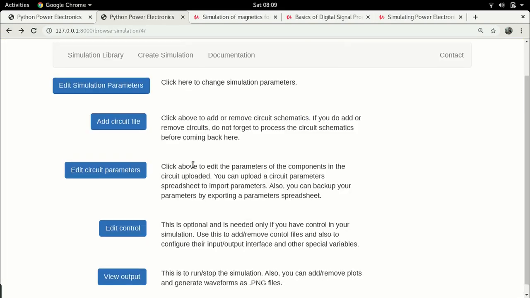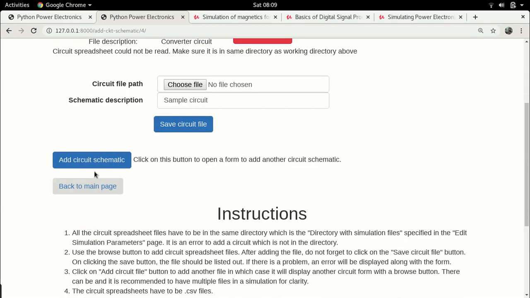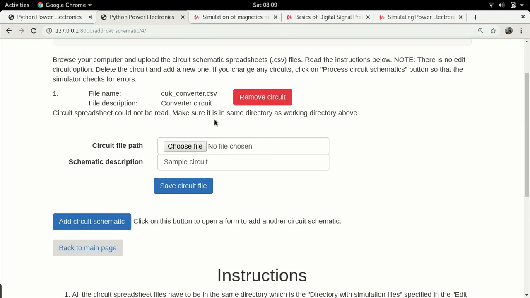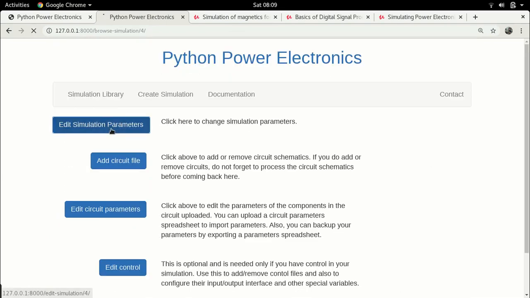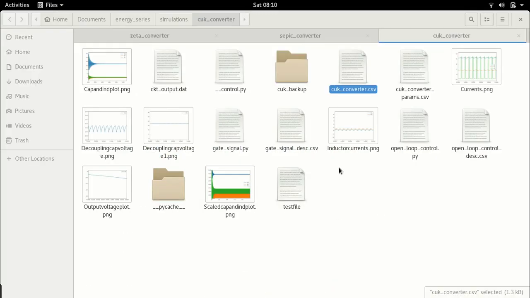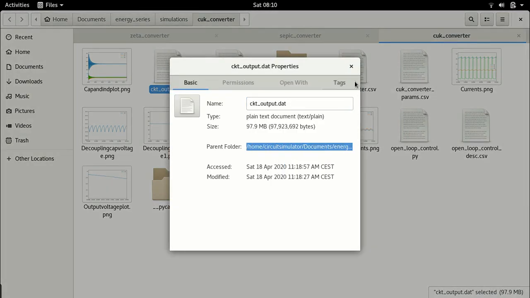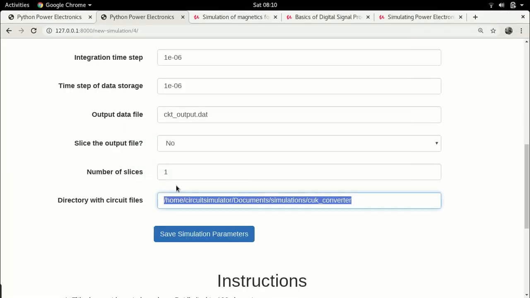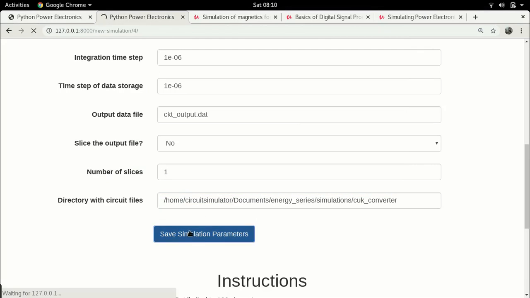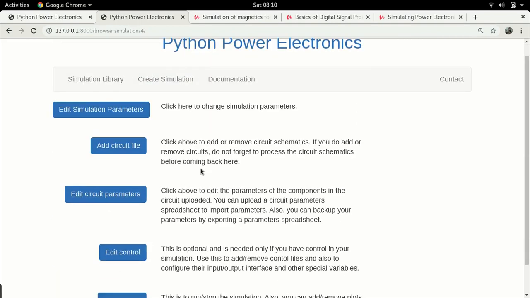Okay, I need to process the circuit schematic. Oh, the circuit schematic should not be right. There's an error in the simulation parameters. Yeah, because I think the directory has changed. Let me go over to the CUK converter and let me edit the working directory. So this is when I first created it. I probably moved it. And now, yeah, now it's being read. So we should be okay.